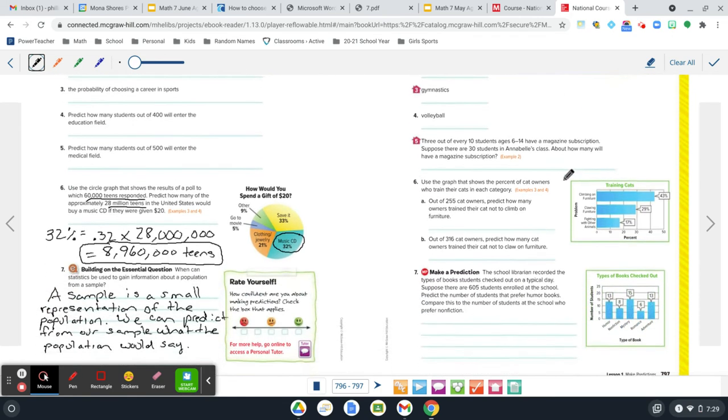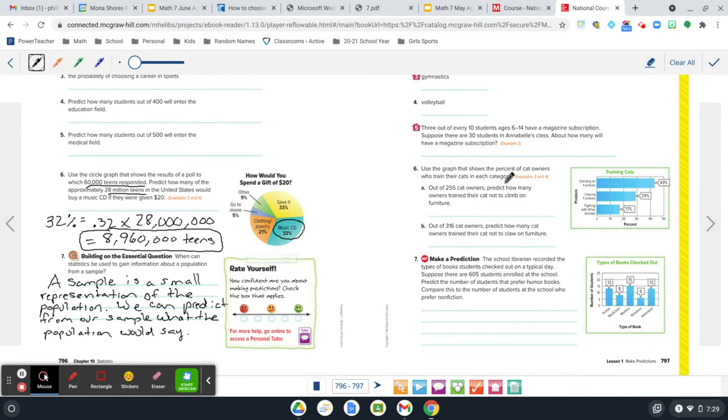Now we're going to use, again, these percentages. So we're going to start with number 6. It says, use the graph that shows the percent of cat owners who train their cats in each category. So you're going to see over here, training cats, the percentage, and then the problem. So 43%, this first bar, are training their cats to not climb on the furniture. 29% of this sample, this survey, is teaching or training their cats to not claw the furniture. And then 17% is training their cats to not fight with other animals.